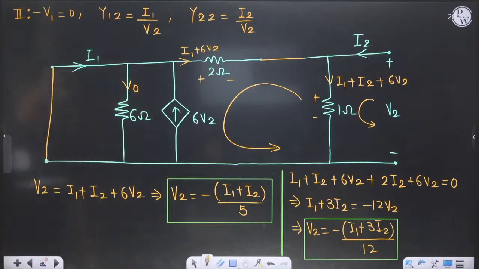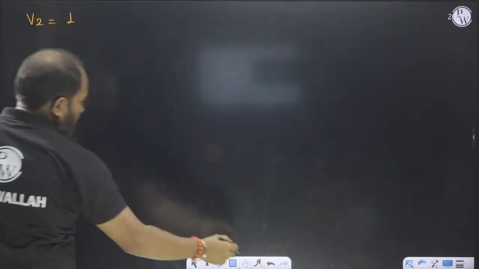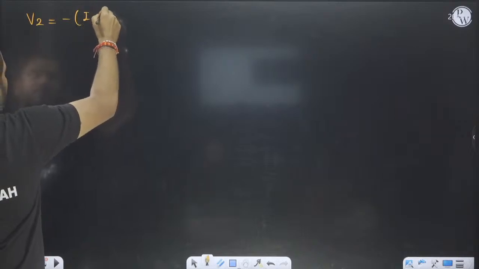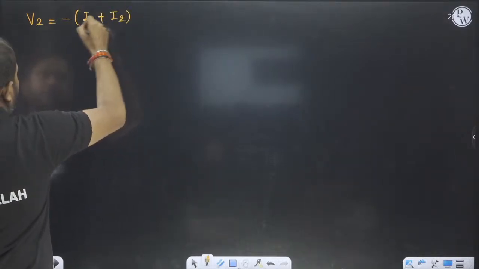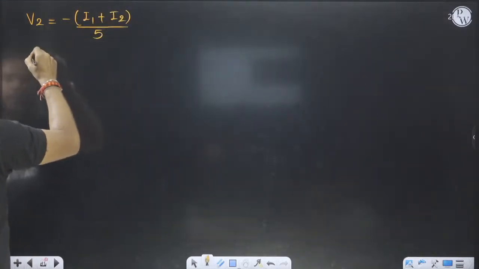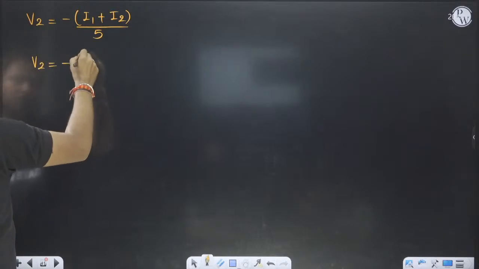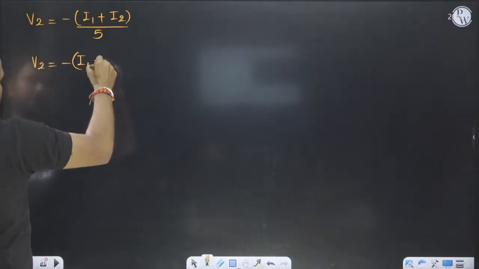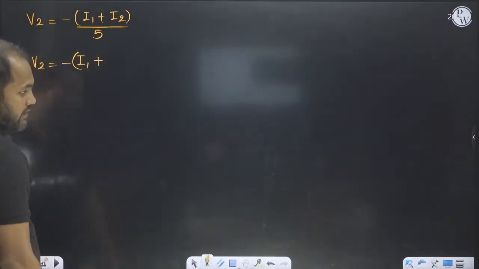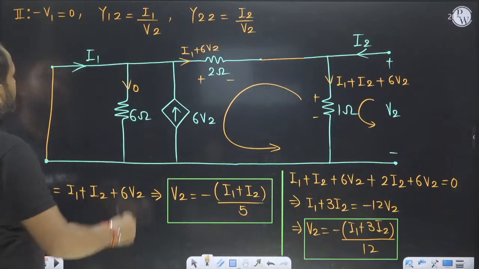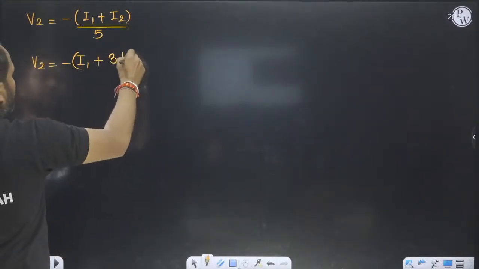Then we have V2 is equal to minus (I1 plus I2) divided by 5, and V2 is equal to minus (I1 plus 3 I2) divided by 12.